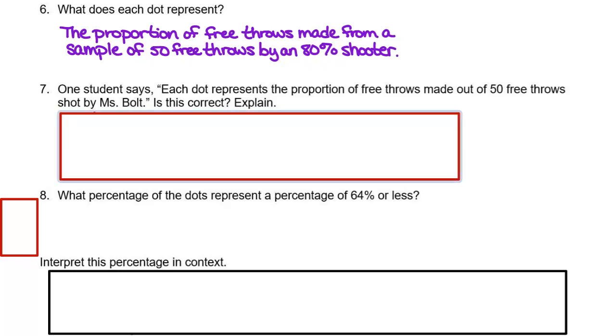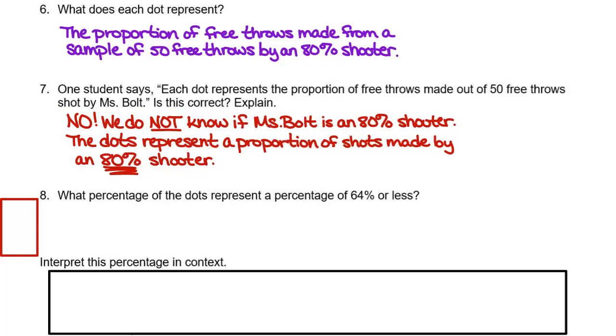So those dots are coming from someone who is an 80% shooter. It's this hypothetical imaginary person, not necessarily me. We don't know that I am or am not an 80% free throw shooter. That's what my claim is. So far, I haven't provided much evidence to back that up, but that's what I'm claiming.